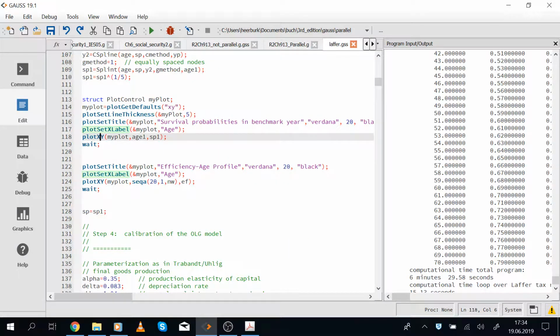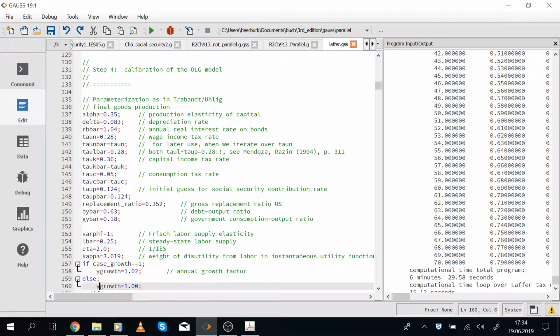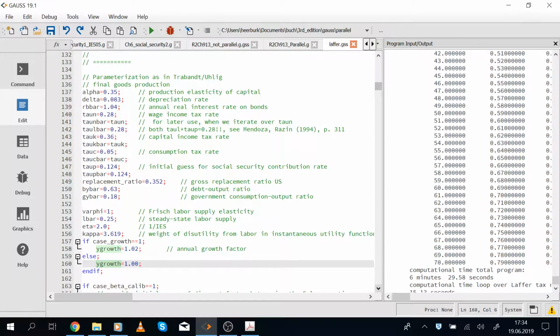In step 4, we calibrate the model. So we use the parameters from the model of Trabant and Ulich in the Journal of Monetary Economics 2011. For example, we set the production elasticity alpha equal to 0.35. We use their values for the tax rates and the values for the government consumption output ratio or debt output ratio, for example. And also their preference parameters. And we specify if we have a case of exogenous growth of 2% annually or not.